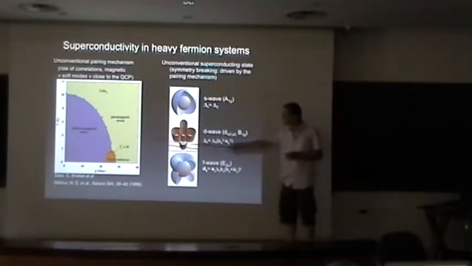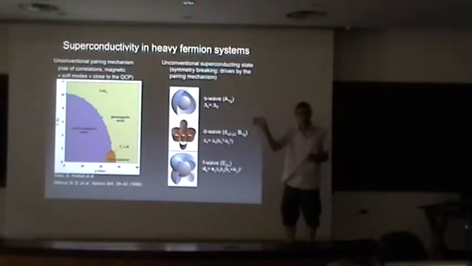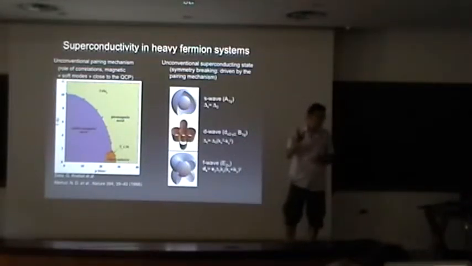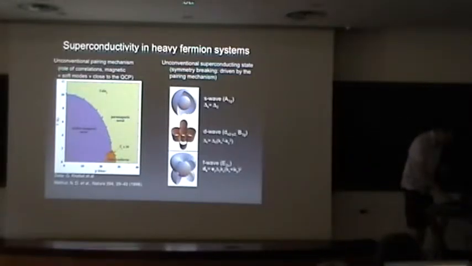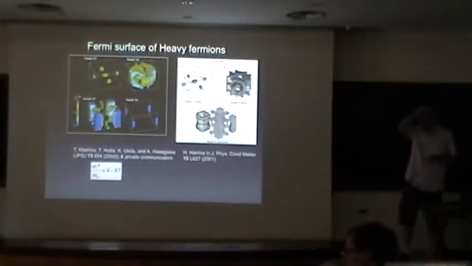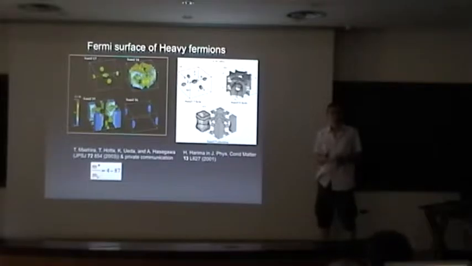And again, I did not speak of the crystal structure of the systems, but you have all different kinds of crystal structures. They can be cubic, hexagonal, tetragonal, orthorhombic. So there is no systematics. Now, the important point for what I want to speak about today is the Fermi surface. As I told you, these are intermetallic systems, so you have many bands, and the Fermi surface is complicated.